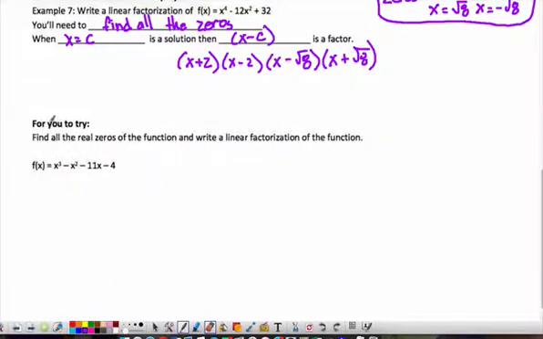Okay, I've given you one problem to do. You're going to find all the real zeros of the function, and then you're going to write a linear factorization of the function. So you're going to do those last two things that I did there.